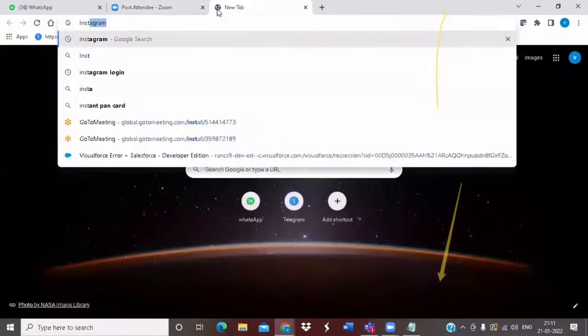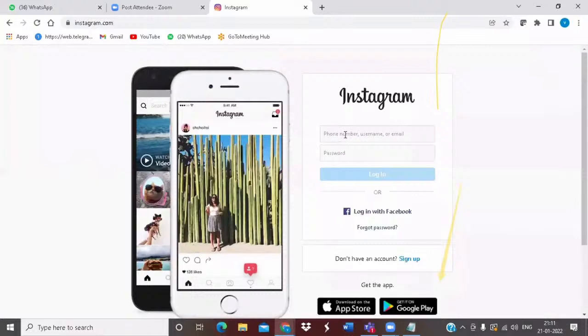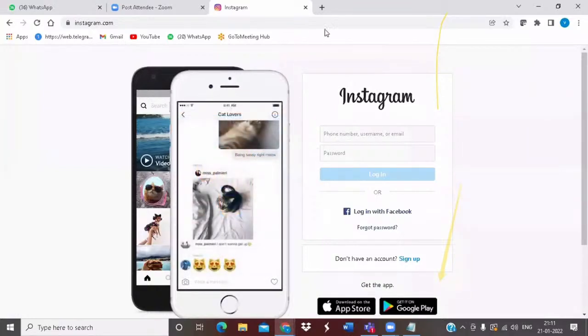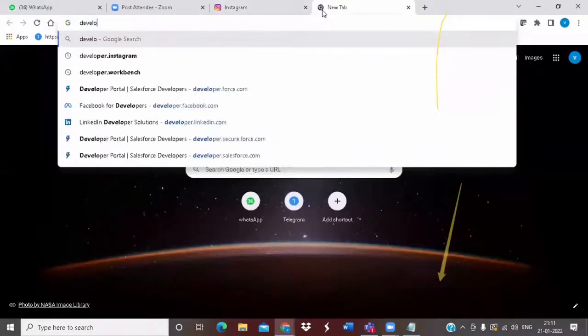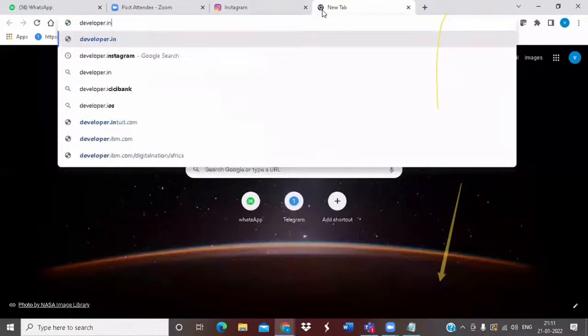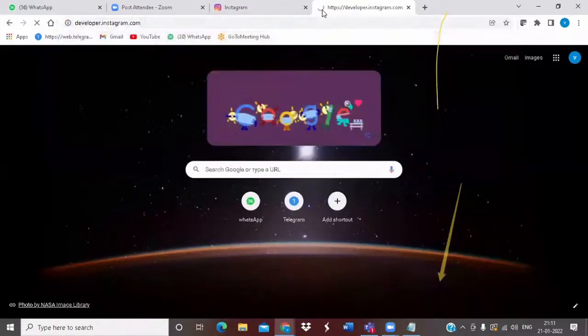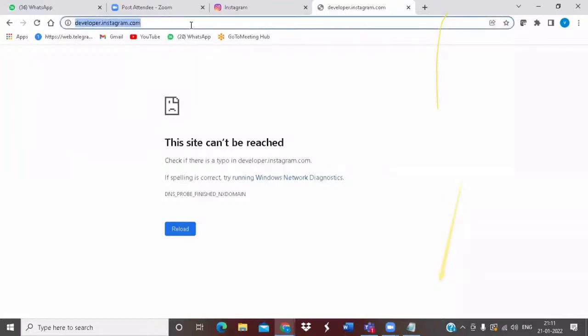You know about Instagram, yes or no? Yes, sir. Open Instagram. Here also I need to enter my phone number, username, and password. Now tell me, is this the SaaS side of Instagram or the PaaS side? SaaS side of Instagram, because I'm the end user. Developer dot instagram.com. Spelling correct?